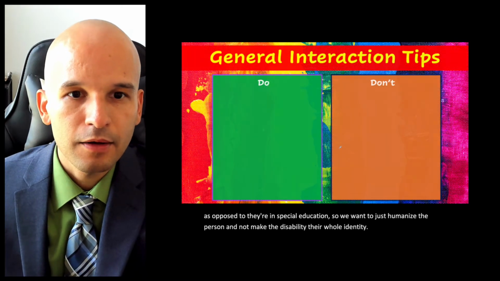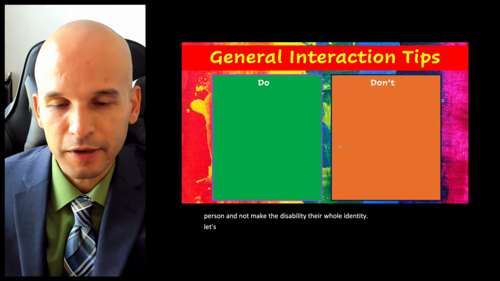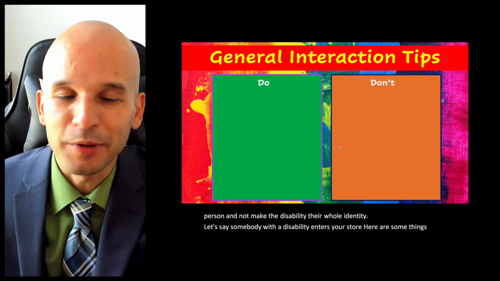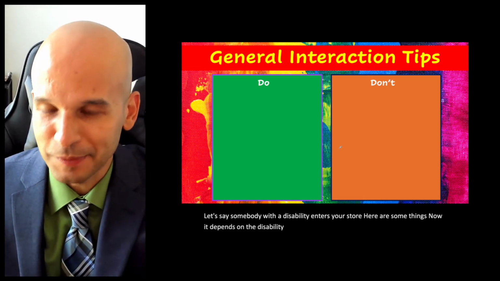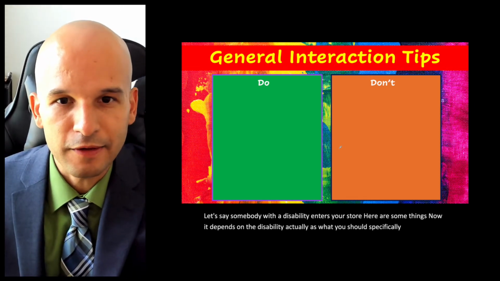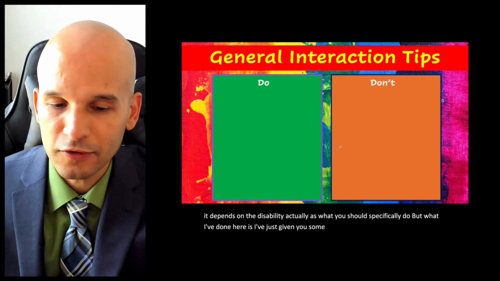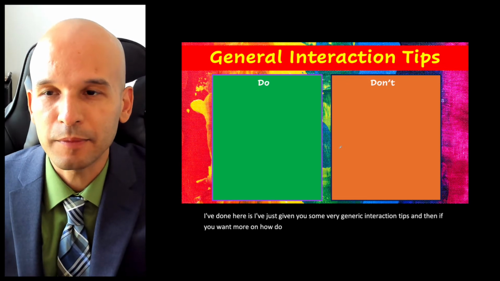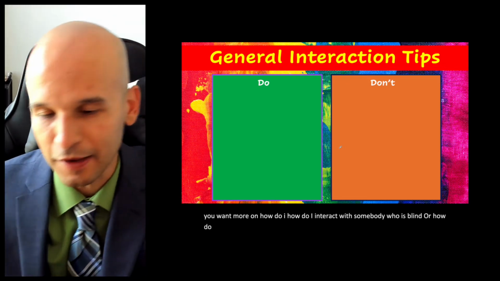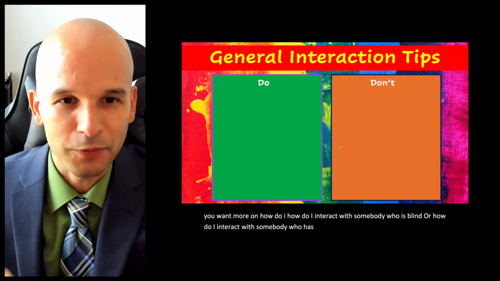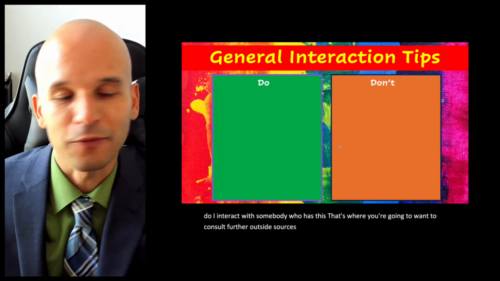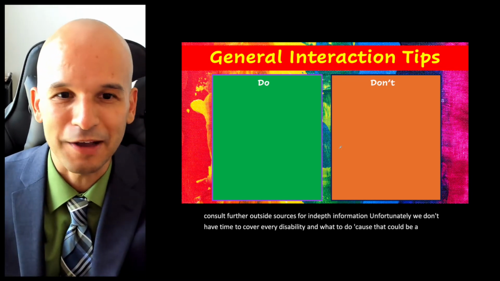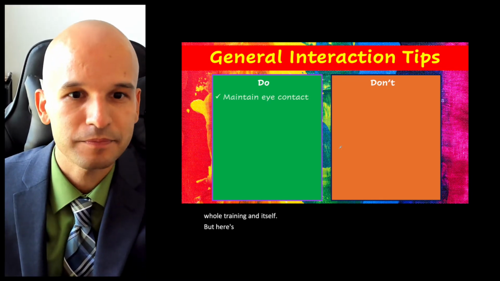Now, let's say somebody with a disability enters your store. Here are some things. Now, it depends on the disability, actually, as to what you should specifically do. But what I've done here is I've just given you some very generic interaction tips. And if you want more on how do I interact with somebody who is blind, or how do I interact with somebody who has this, that's where you're going to want to consult further outside sources for in-depth information. Unfortunately, we don't have time to cover every disability and what to do, because that could be a whole training in itself. But here are some generic things.